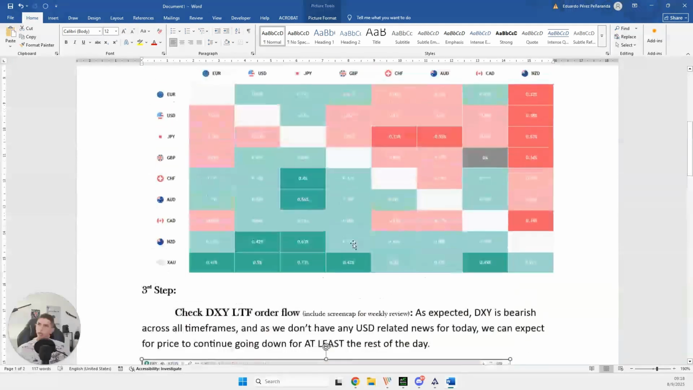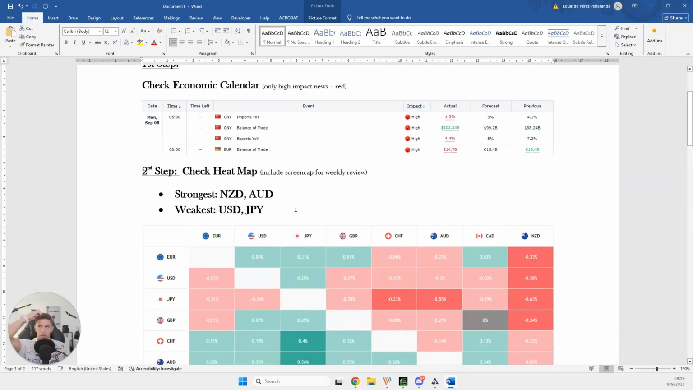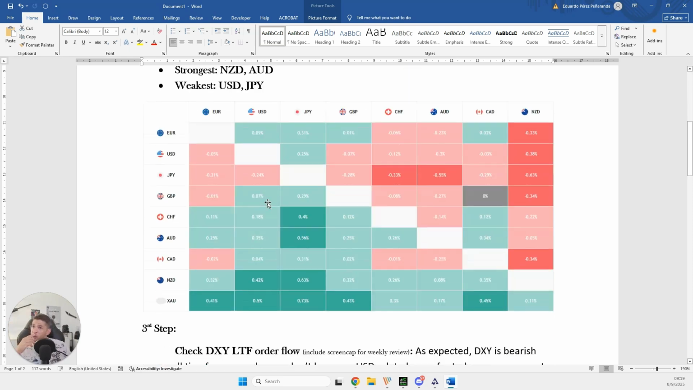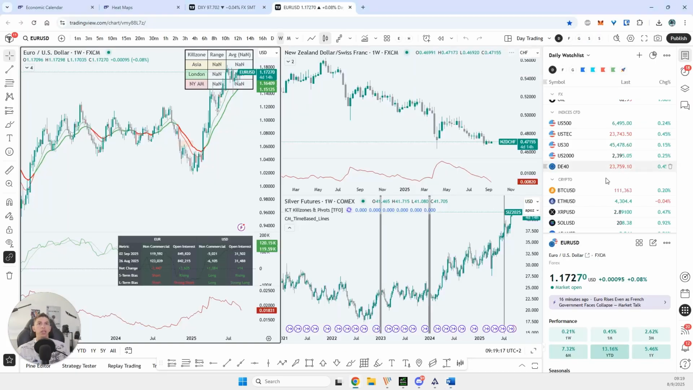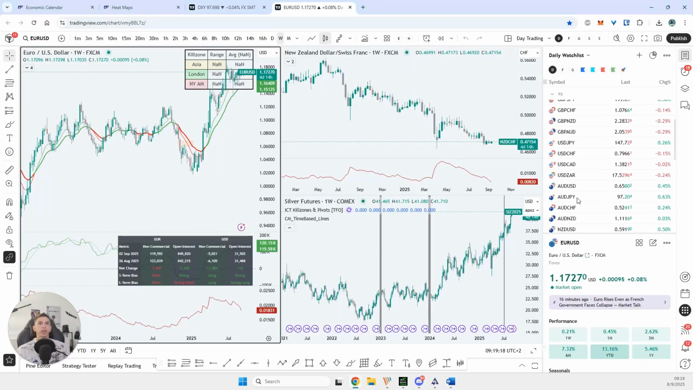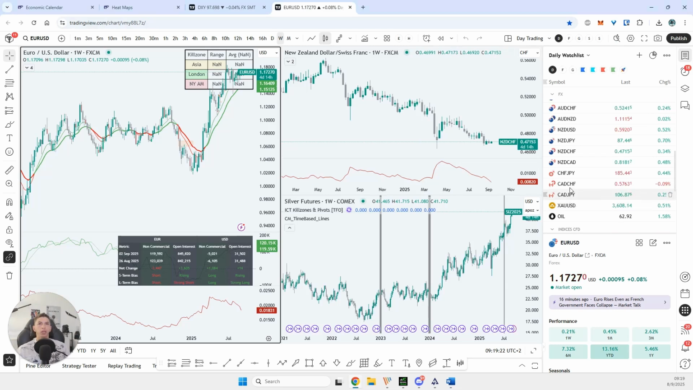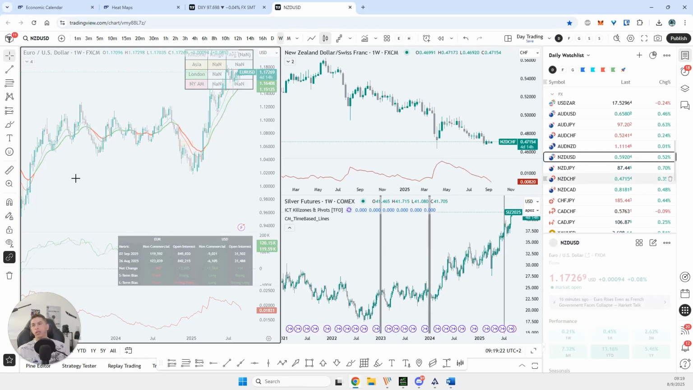Fourth step. Let's check the pairs formed by the strongest and the weakest. So if we know that USD is going down, right? Let's check NZD and AUD. We know that NZD and AUD haven't been the most bullish pairs. Let's go to NZD.